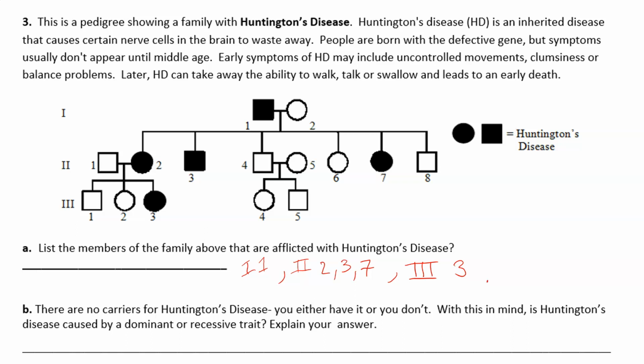Okay, so we're looking at, if they've got Huntington's, it's a filled in shape. There are no carriers for Huntington's disease. You either have it or you don't. With this in mind, do you think that Huntington's is dominant or recessive? It is dominant, okay, because you either have it or you don't. So only one copy of that allele, the capital H, is required to have Huntington's. Oops, I can't spell again. Dominant, you know what I mean?